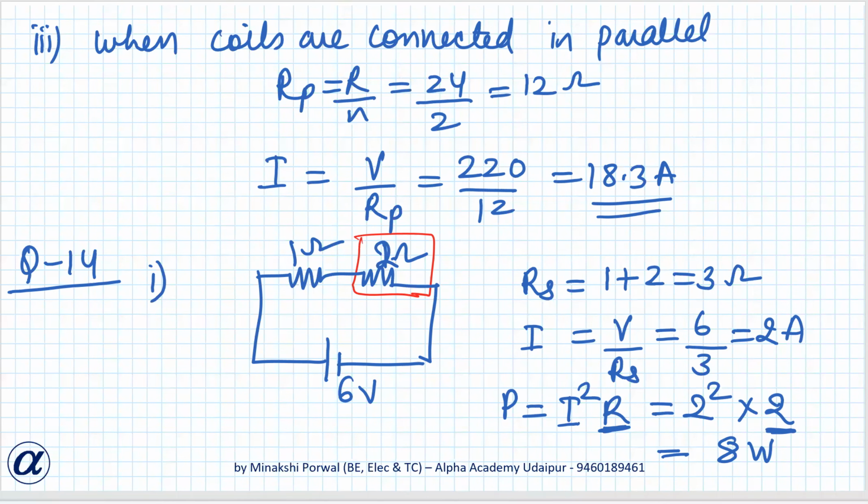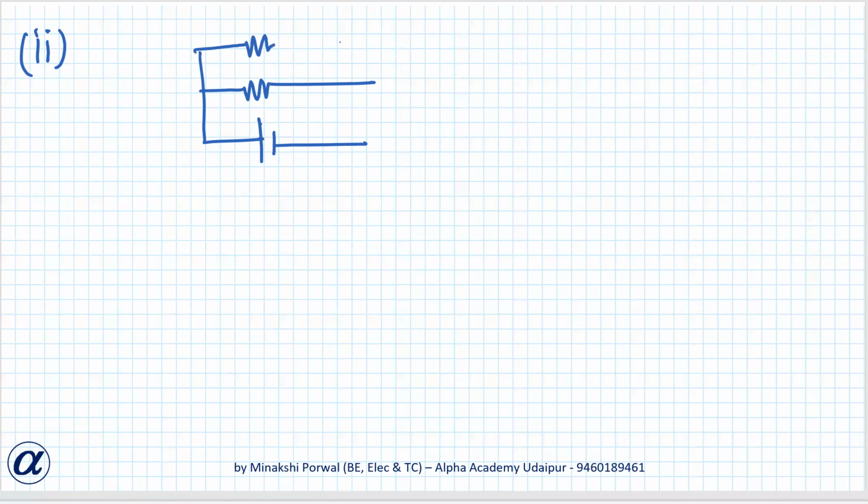Okay, then the second part. A 4 volt battery connected in parallel with 12 ohm and 2 ohm. There is a 4 volt battery. It is connected in parallel with 12 ohm and 2 ohm resistors. So here also we have to find the power across this.